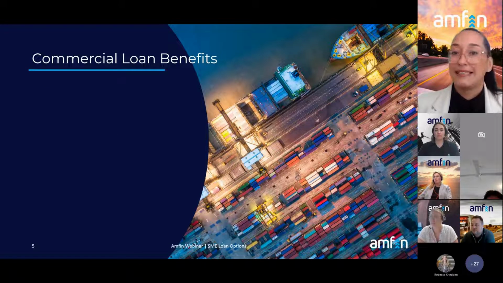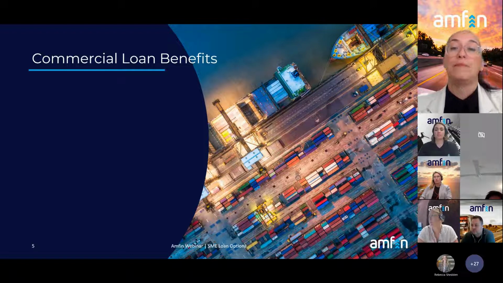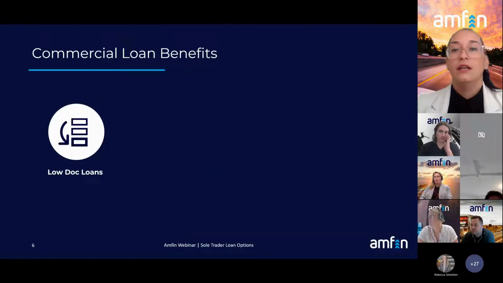Now that we understand the basics in documentation, here are the key reasons why a commercial loan may be better for your sole trader client. The first reason is low doc loans.